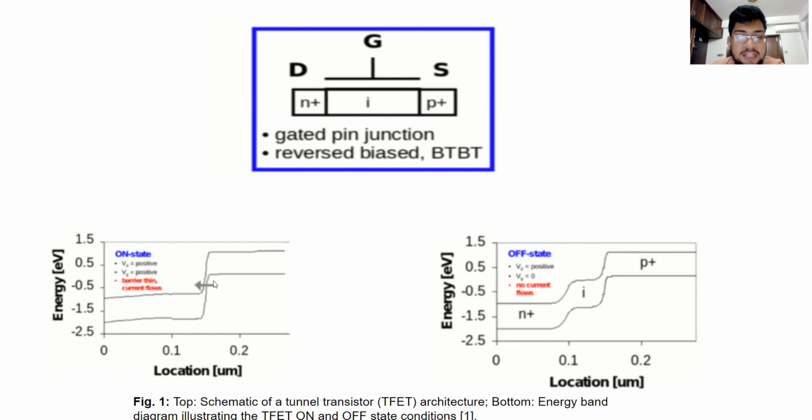Now, if we look at the on state, we see that if the gate voltage is applied, then the energy level of the channel is decreased in the energy diagram, and we see the energy gap between the conduction band of the channel region and the valence band of the source region becomes narrower, and electron tunneling is generated. As the energy gap gets narrower, tunneling probability increases.